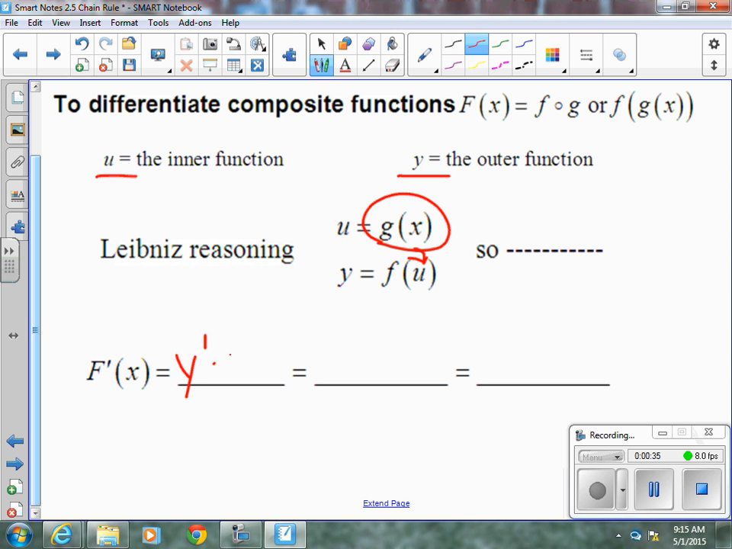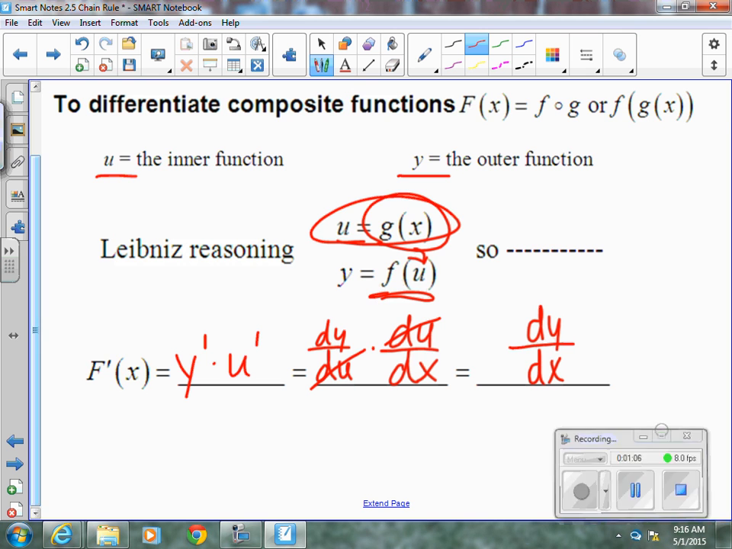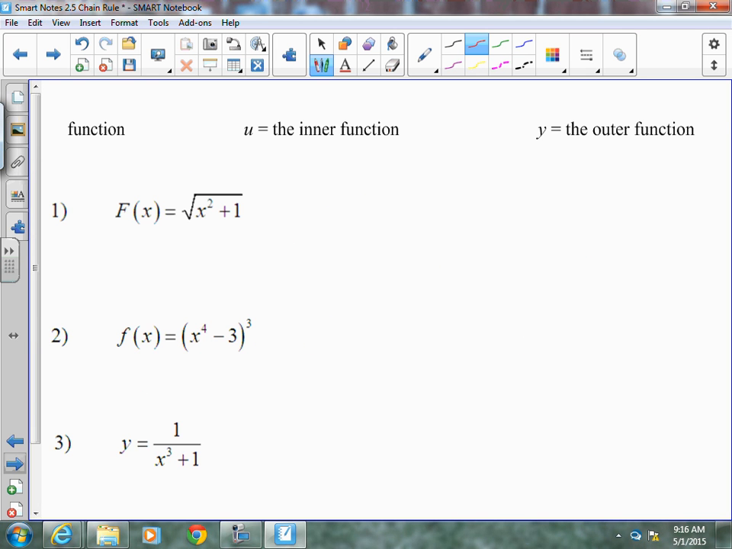Well, y prime times u prime is one way to think about it. Also, dy/du would be the derivative of y in terms of u, times du/dx, which would be the derivative of u in terms of x. Those du's cancel out, and we end up with the derivative of y in terms of x, or the derivative of the function. The first thing you need to be able to do before you can do the chain rule is be able to recognize the inner function and the outer function.